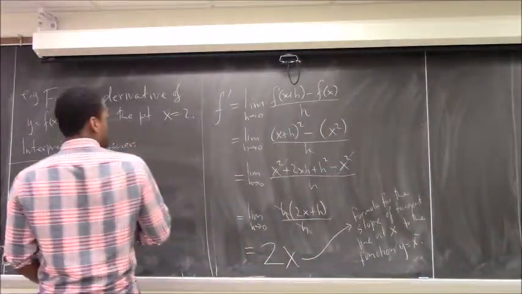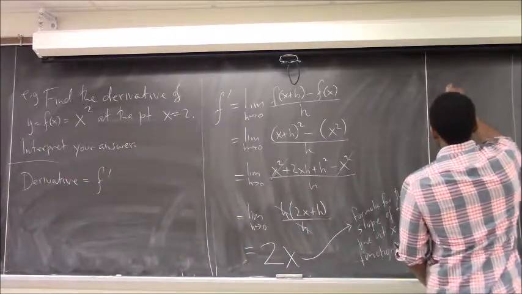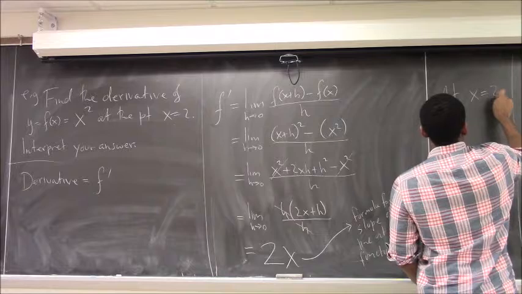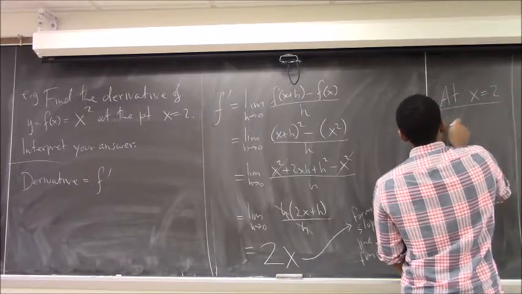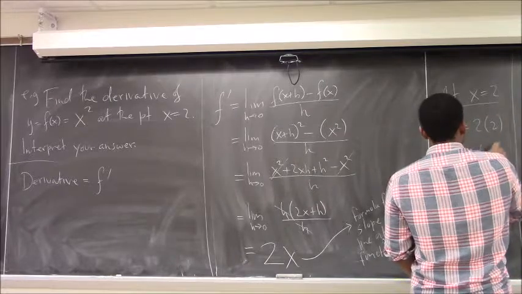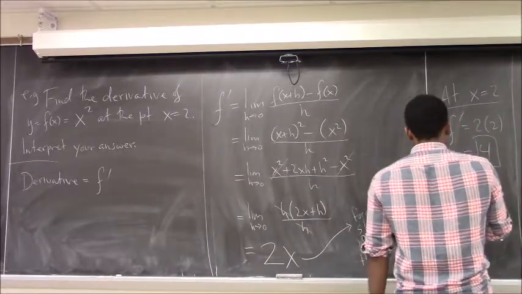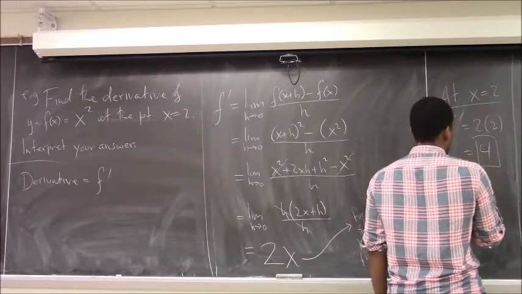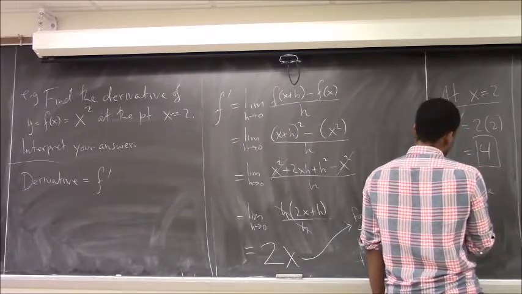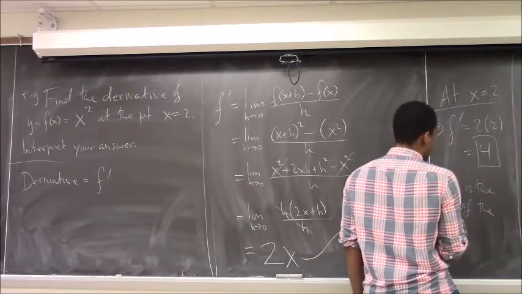But we cared specifically about the point 2. So at x equals 2, this means that our f prime was actually 2 times 2, which is 4. And so what I would interpret that as is the slope of the tangent line at x equals 2.